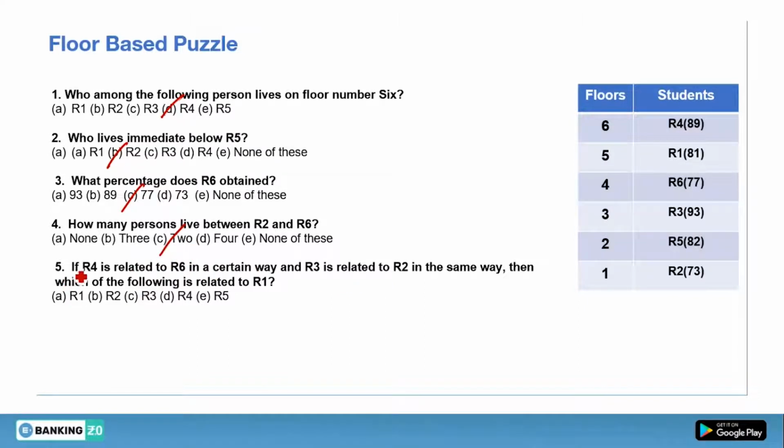Now question number 5. If R4 is related to R6 in a certain way. Okay. So R4 is related with R6. So there is a gap of one floor between them. And R3 is related to R2 in the same way. So R3 is related to R2. So there is a gap of one floor between them. Then which of the following is related to R1? So the same sequence we have to follow for R1 also. So there must be a gap of one floor between R1 and that guy. So between R1 and R3 there is a gap of one floor. So option number C is correct.